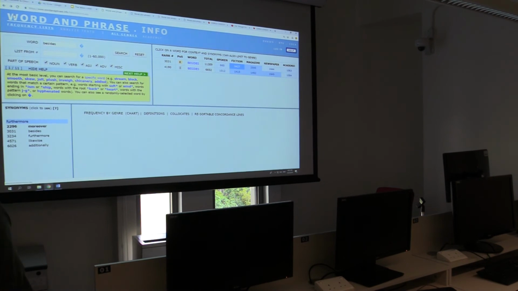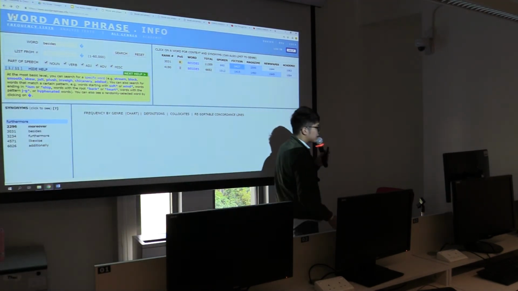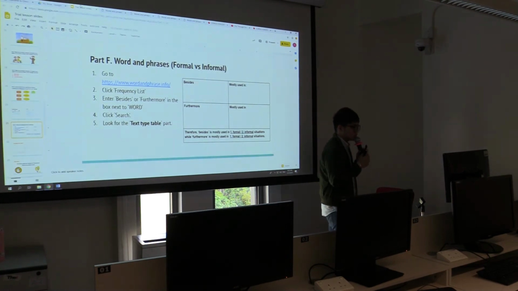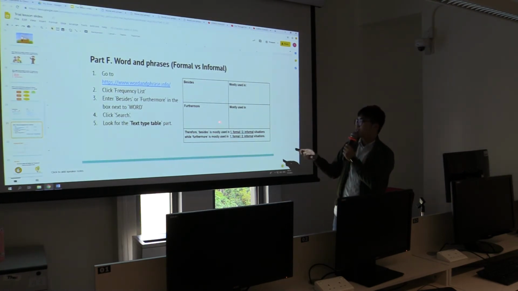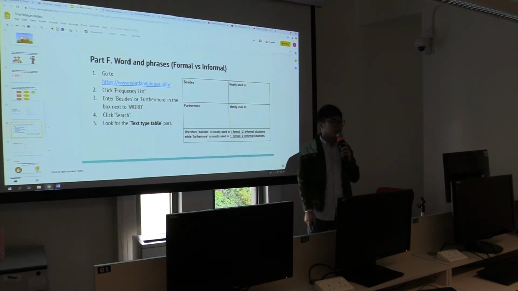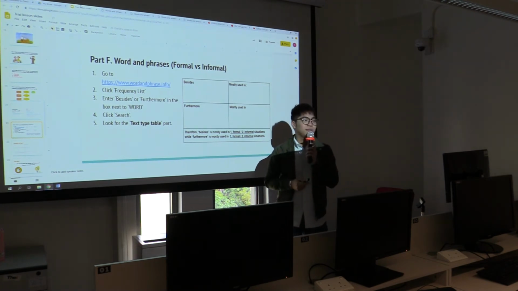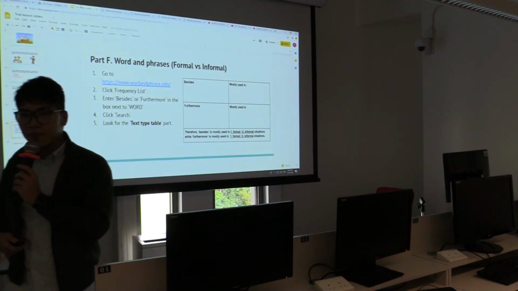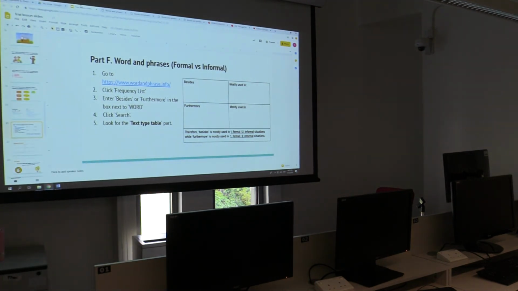And then after you have finished the search, you can try to circle whether besides is used in formal or informal situations, and whether furthermore is used in formal or informal situations. This is quite important to you actually, because you write formal letters all the time, to your business partners. So sometimes when you are not sure if you can use a phrase or a word in your letters or publications, then you can search here and see if it's appropriate.